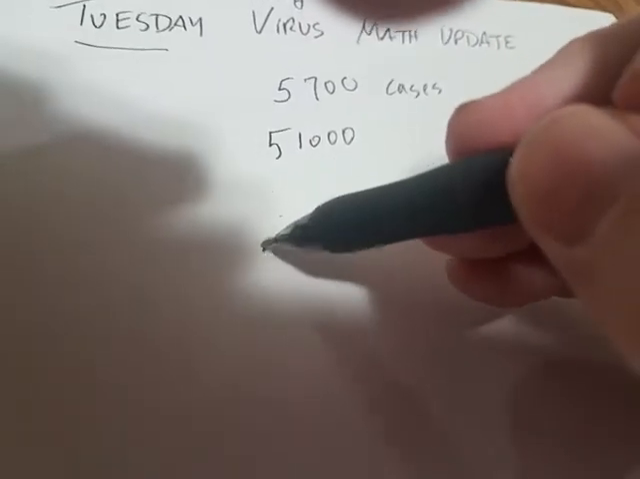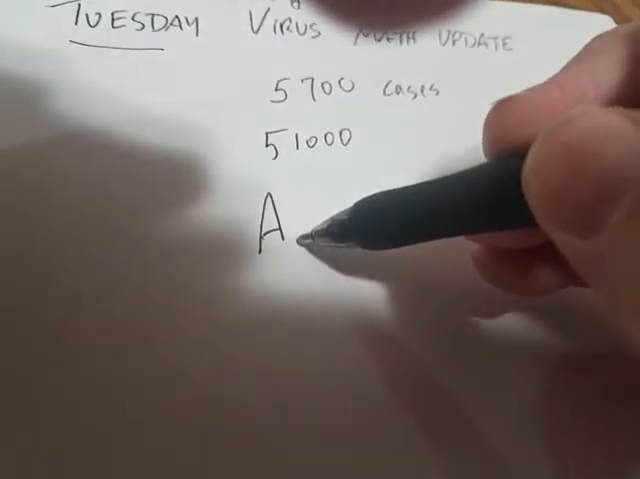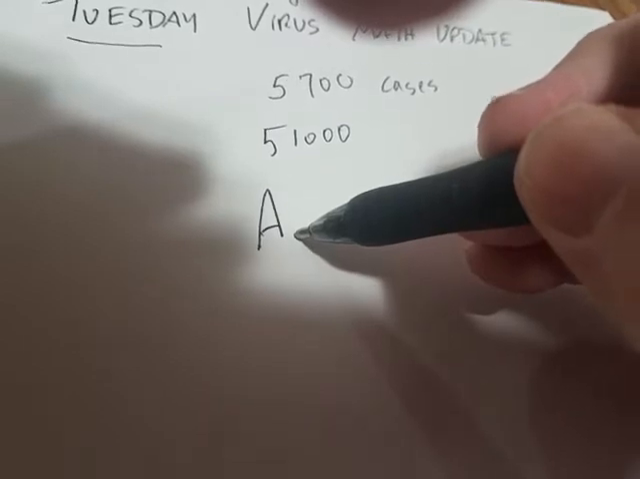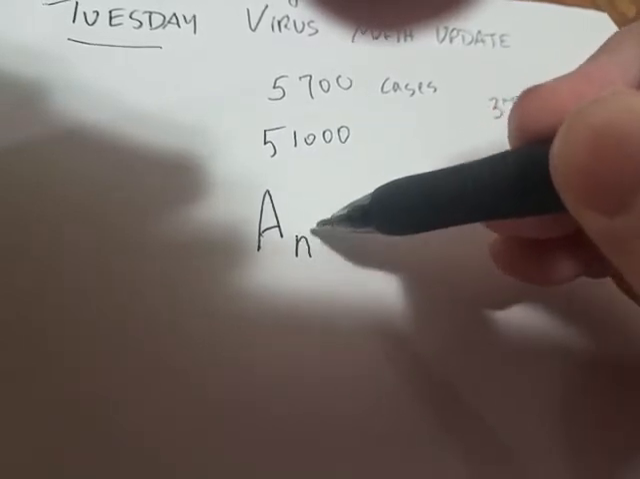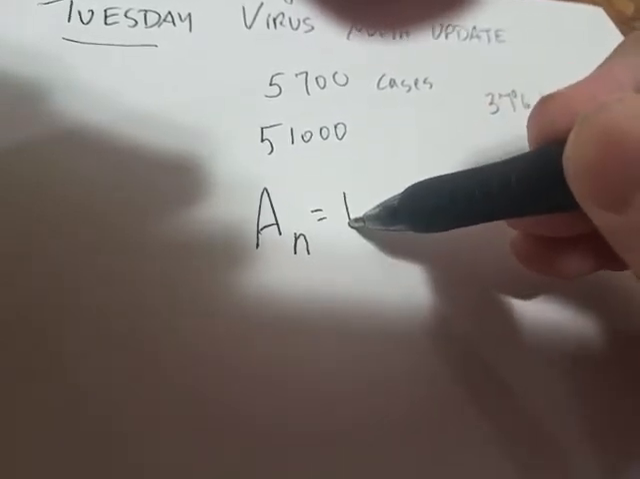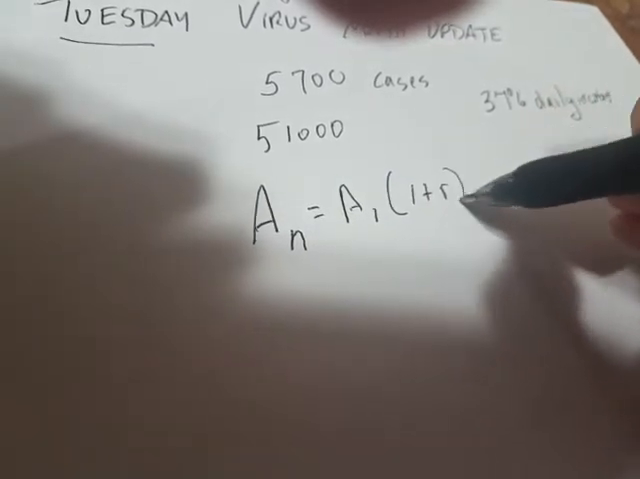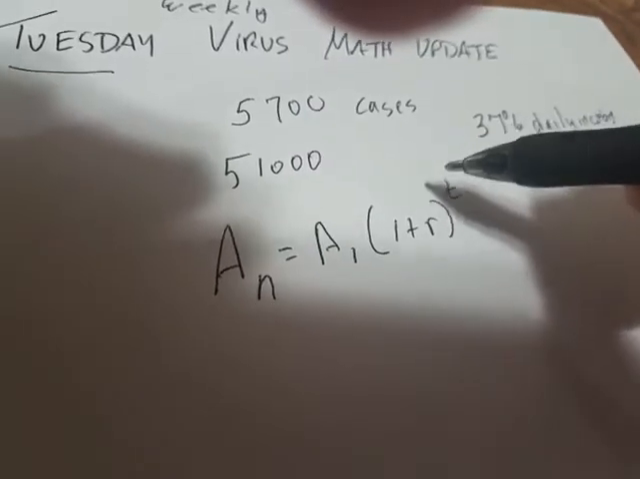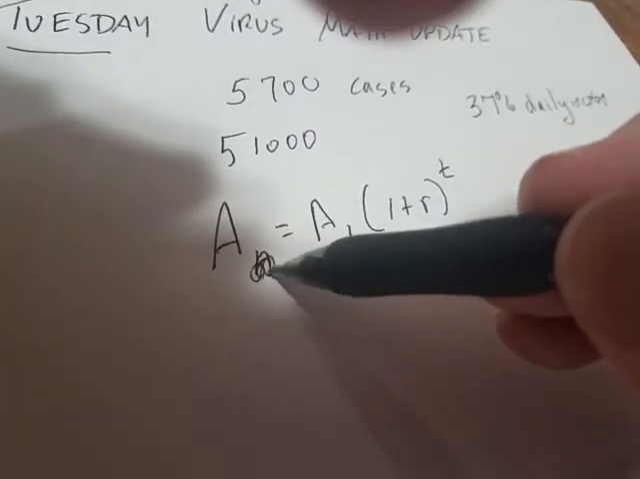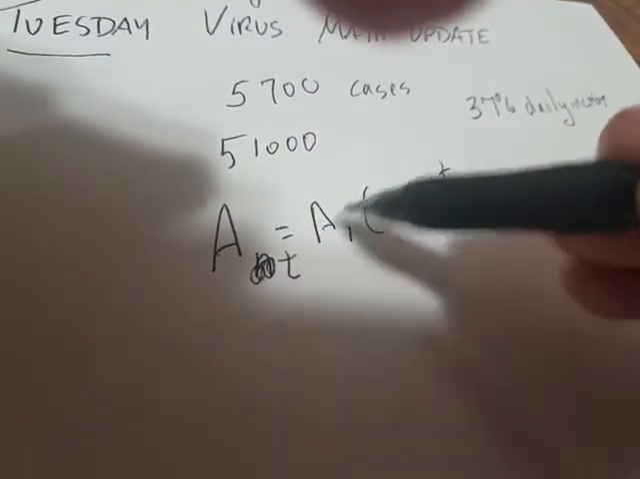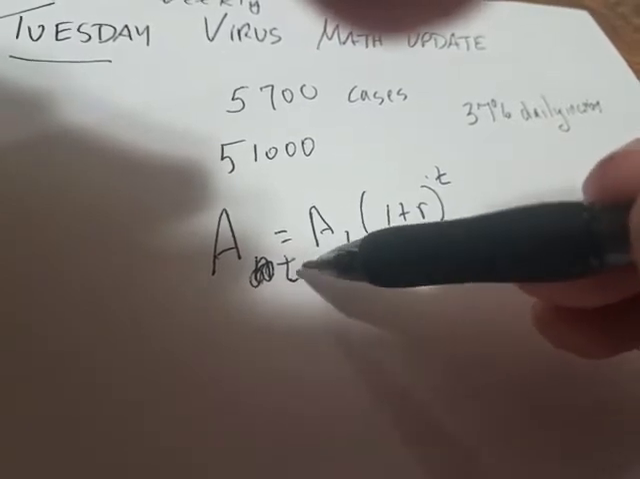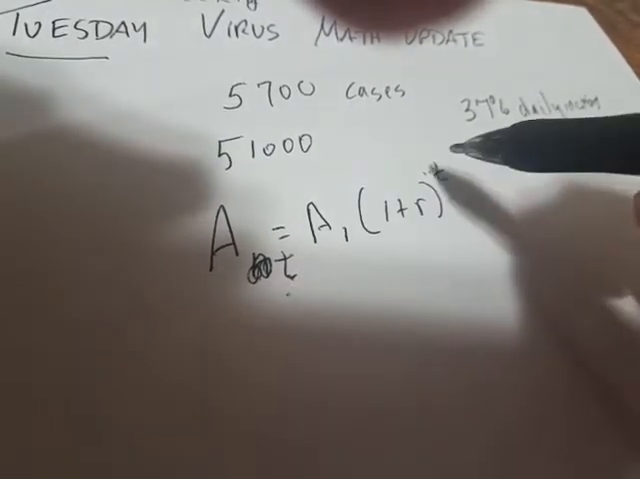And we used this formula, which I got wrong last week. A sub n equals a sub 1 times (1 plus r) to the t power. Well, actually, it's not wrong, but I should have used the same variable, both t's or both n's.